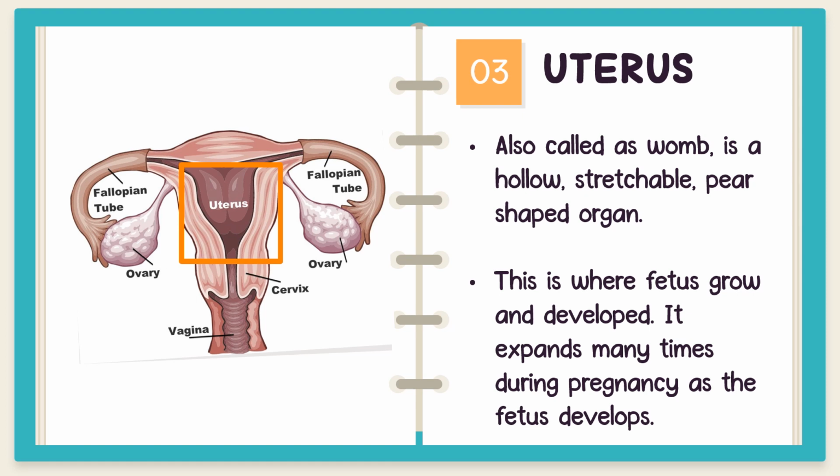So, ibig sabihin, kapag si mama ay buntis na, lumalaki ang tiyan niya. So, ibig sabihin, lumalaki na yung baby inside the uterus. Kaya lumalaki na yung tiyan ni mami. That is the time during pregnancy. So, yung pregnancy occurs between 7 to 9 months.